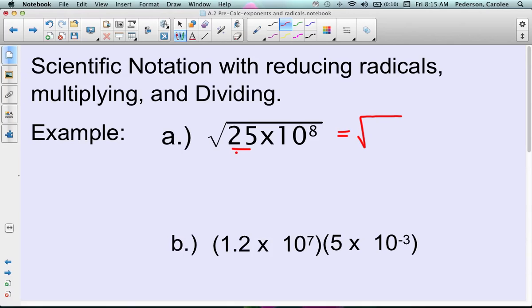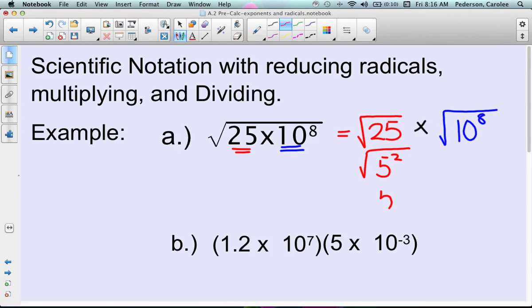So the 25 is a square root, and then times our second scientific piece, 10 to the 8th, goes under its own radical. Now we can go ahead and simplify. Square root of 25 is 5 squared, or 5. Now we have to simplify the radical piece that has the times 10 to the 8th.